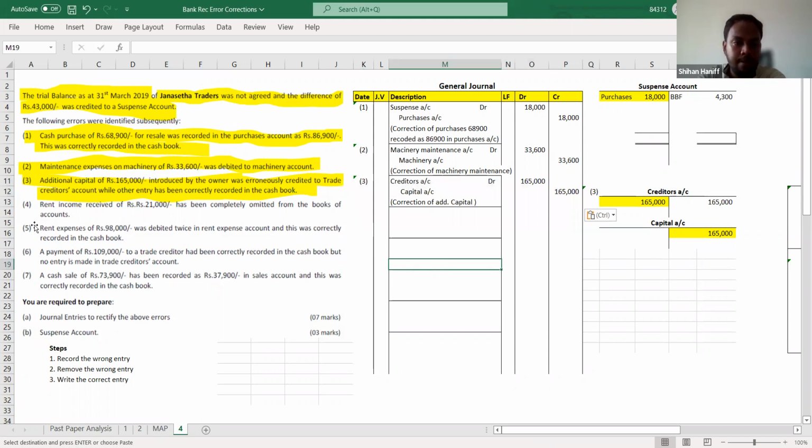Okay, can you all do the rest? I'll give 5 minutes. 4, 5, 6, 7. There are 4 transactions. Can you all do them?